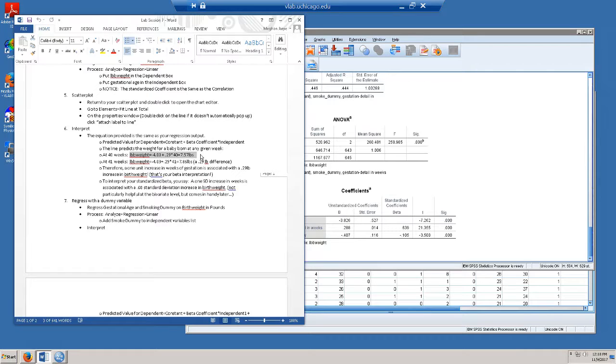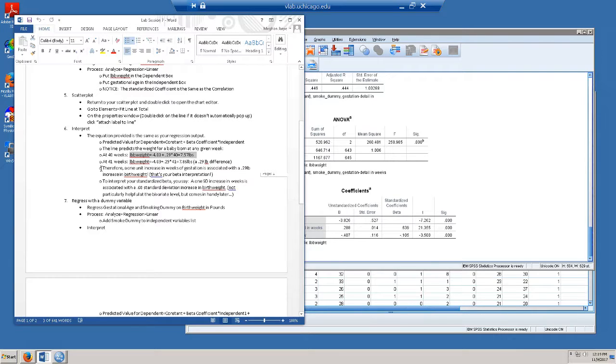Sorry about that. If we do the same thing at 41 weeks and plug it into the equation again, we get 7.86 pounds, which is, of course, a 0.29 pound difference, because a 1 unit increase in weeks equals a 0.29 pound increase in birth weight. So that's just demonstrating how you can calculate that out and get those predicted values.